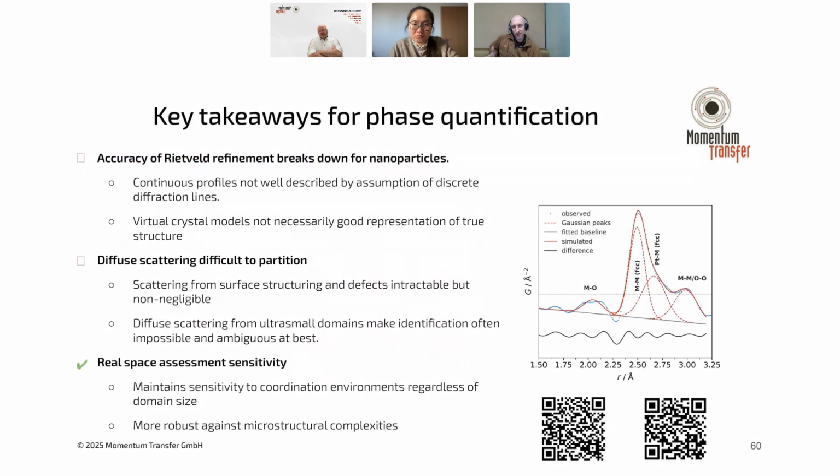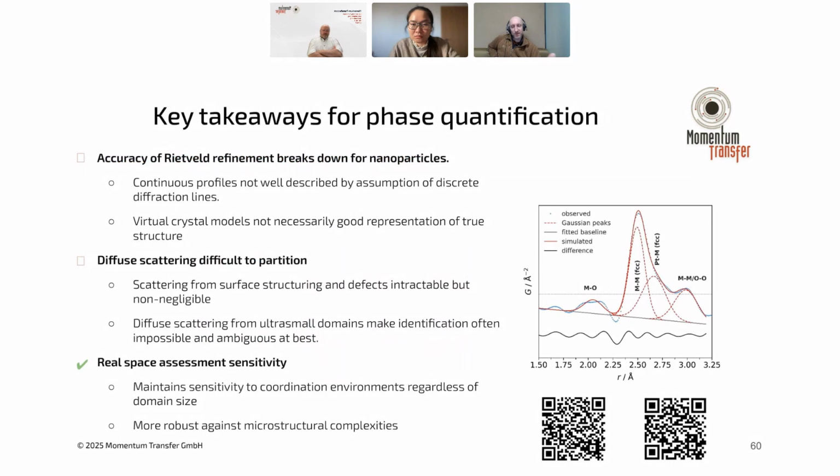So some key takeaways of this: accuracy of Rietveld refinement generally starts to break down for very small nanoparticles, because you're assuming essentially modifications to lines predicted from a model with infinite periodicity. And that's not how the scattering works. You have continuous scattering profiles that have substantial effects from defects in surfaces and the shape of the particles. The other issue, again, is that it's very difficult to partition the different contributions to diffuse scattering when you have many components of that nature that are all overlapping.